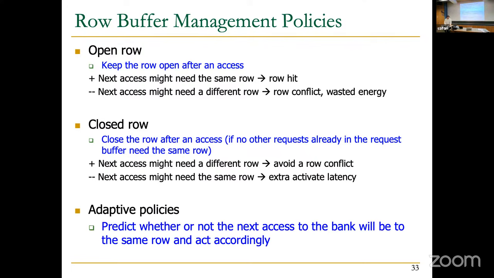There are also adaptive policies that predict where this next request, which we don't know as the memory controller, will access. And if you can predict it very well, you can choose to apply open row policy for some requests and closed row policy for some other requests.